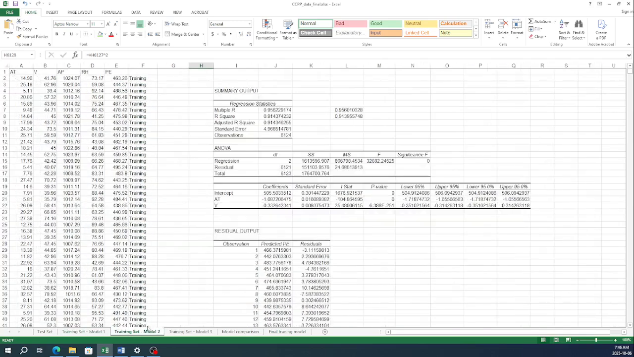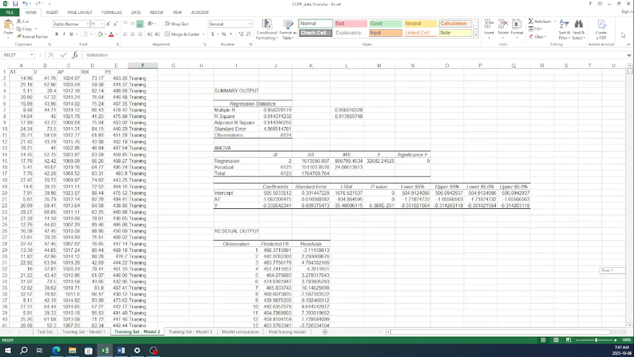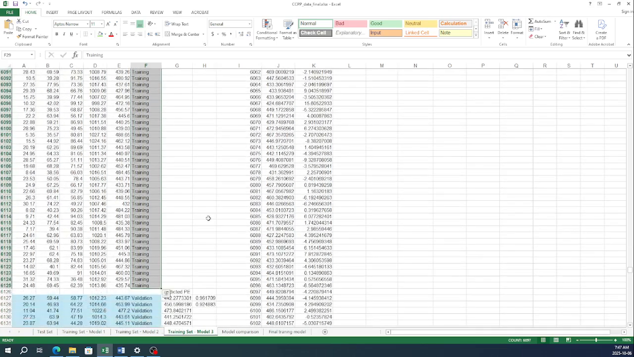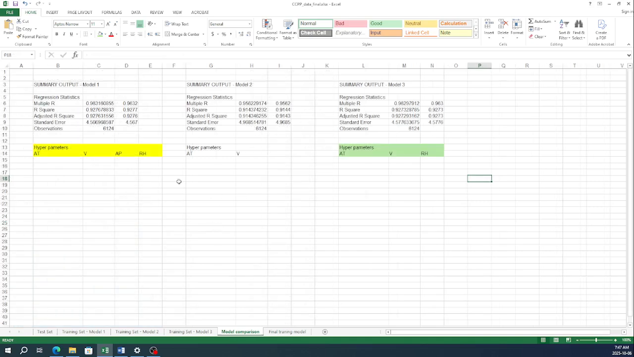I repeat the same thing, this time using only AT and V. I run my training data, and then I also do my validation, get my predicted PE, get my correlation and my R squared, and you see it's very close. I also do the same thing for the final one, and I get the same results. I'm running the same training and validation data, and I get all these predicted PE values. Then finally, I do my comparison.